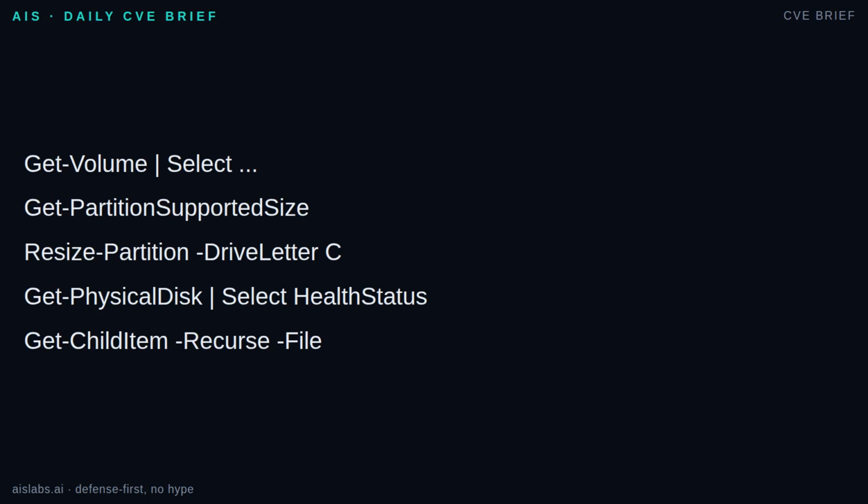For health, Get-PhysicalDisk and select FriendlyName, MediaType, HealthStatus, and OperationalStatus. For big folders, Get-ChildItem with -Recurse and -File. Pipe to Measure-Object -Property Length -Sum, then sort results descending.